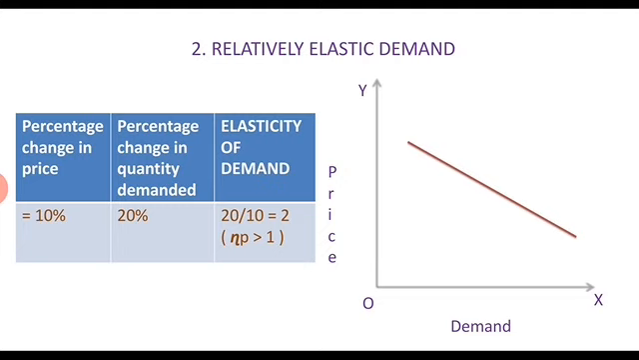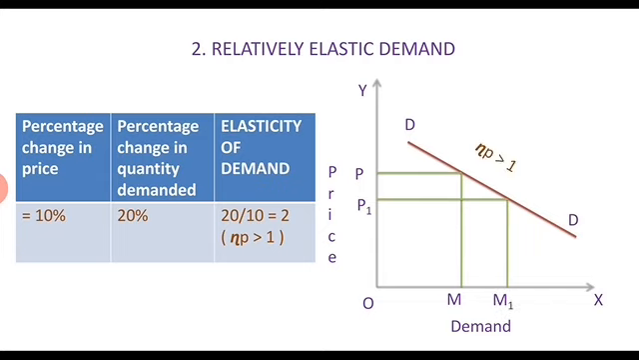Here in the diagram, DD is the demand curve. At the beginning, price is OP, demand is OM. Price decreased from OP to OP1. Demand increased from OM to OM1. Here, the change in price is PP1, and the change in demand is MM1.